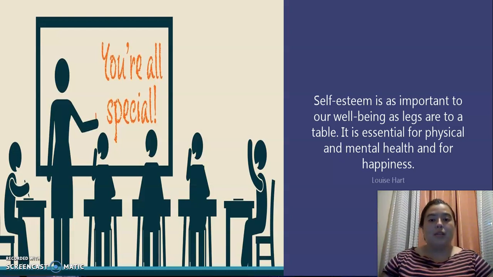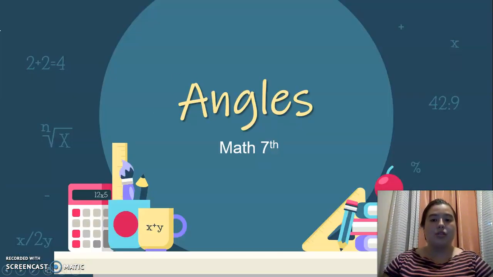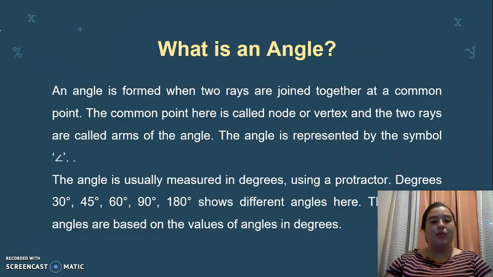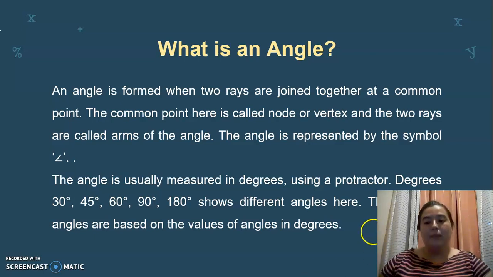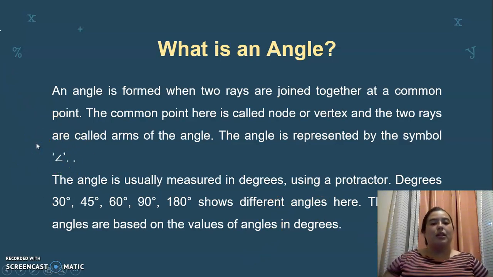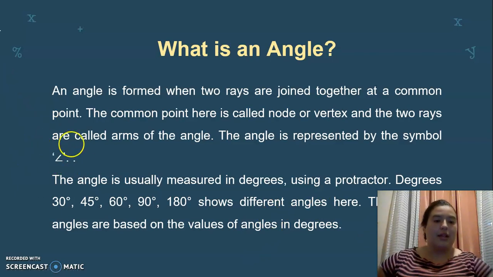So this week we are going to review the topic of angles, for math class. And what is an angle? An angle is formed when two rays are joined together at a common point. The common point here is called the vertex, and the two rays are called the arms of the angle. The angle is represented by this symbol, and it is usually measured in degrees using a protractor.